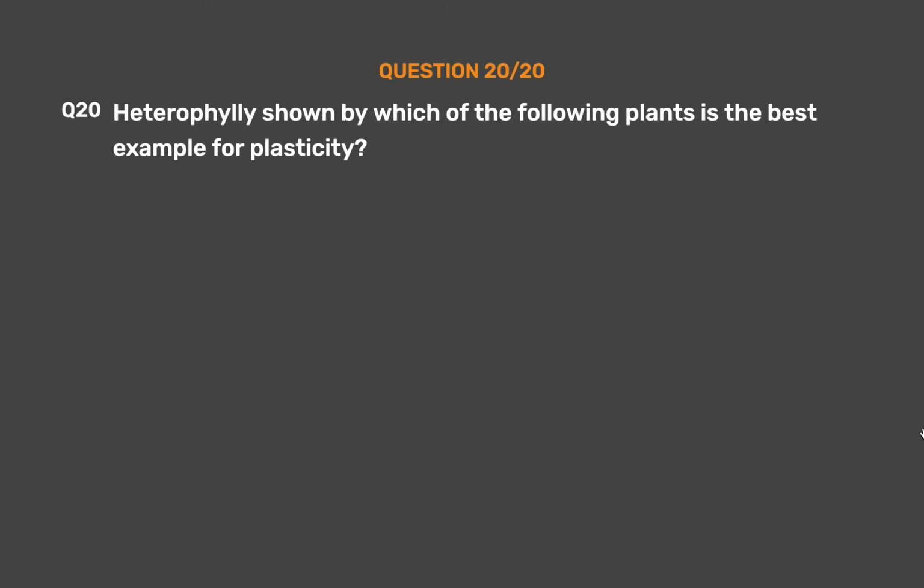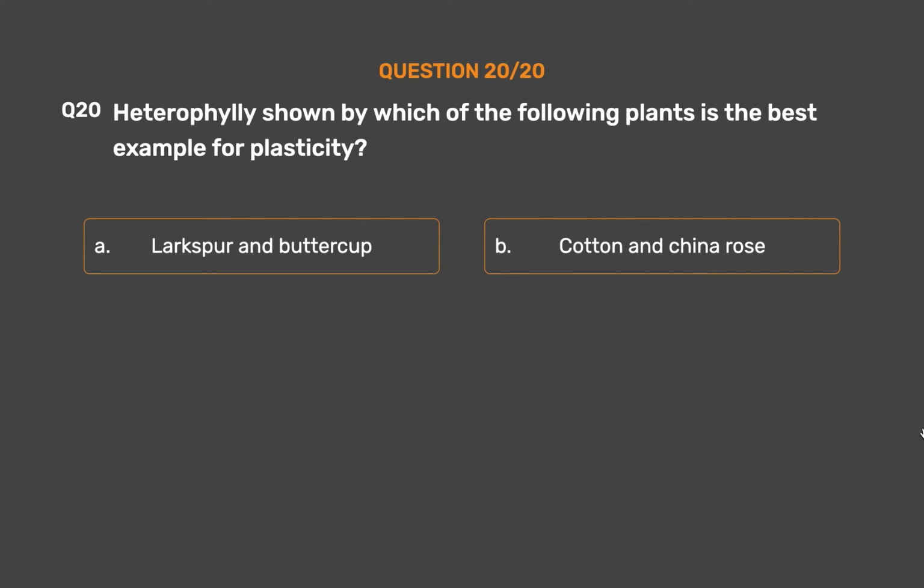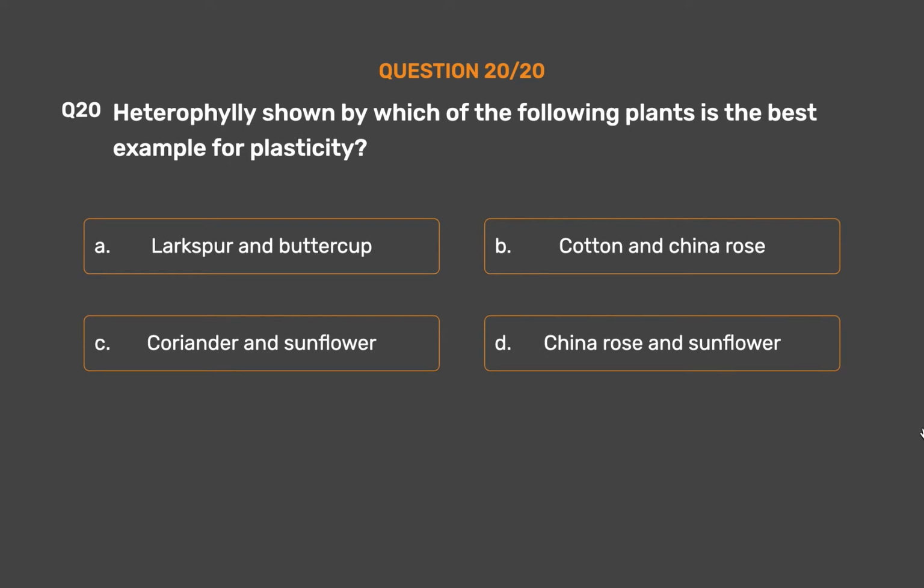Question number 20. Heterophylly shown by which of the following plants is the best example for plasticity? Option A. Larkspur and buttercup. Option B. Cotton and China rose. Option C. Coriander and sunflower. Option D. China rose and sunflower.